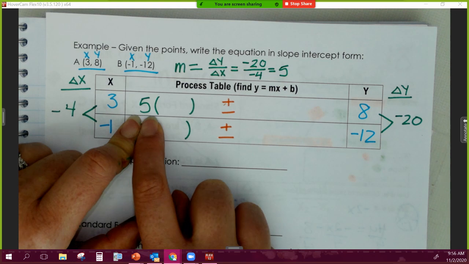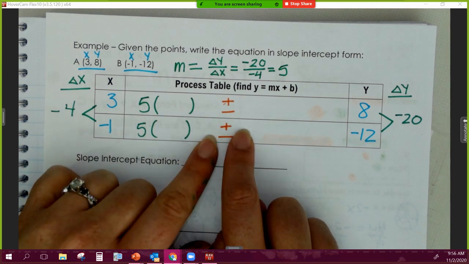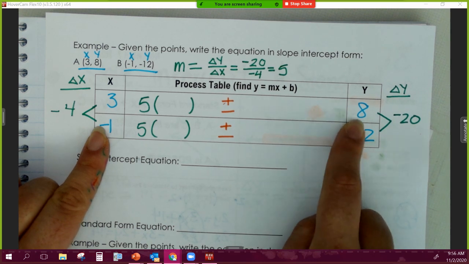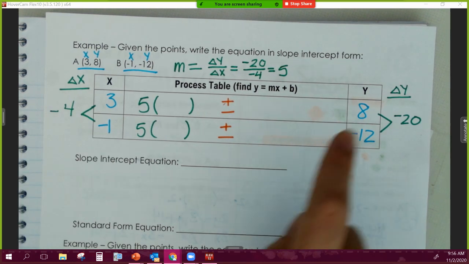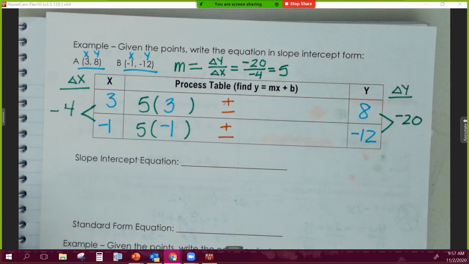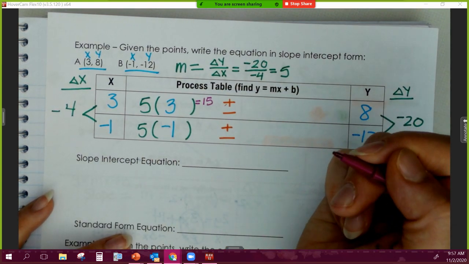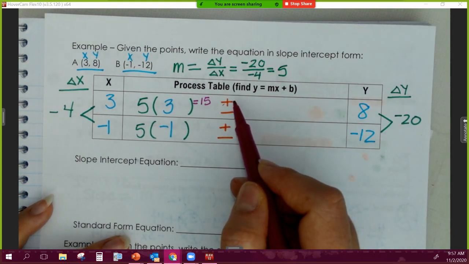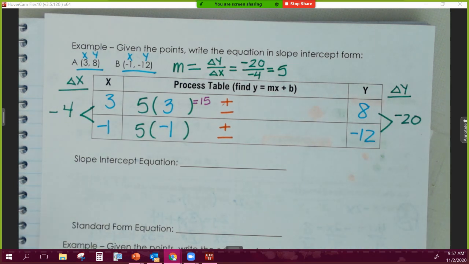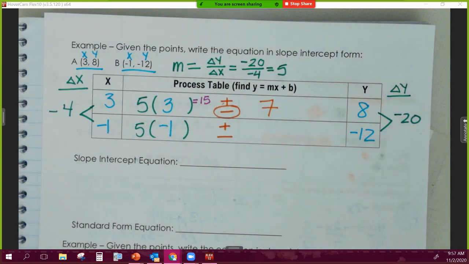So we already know what our slope is. We just need to figure out what I need to add or subtract to this part of my equation in order to get the y. So plugging in our x values here and here. We have 5 times 3, and that's equal to 15. Then you ask yourself, what do I need to add or subtract to 15 to get to 8? Minus 7. And that's your plus b.